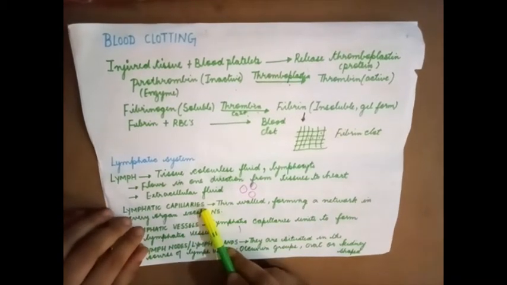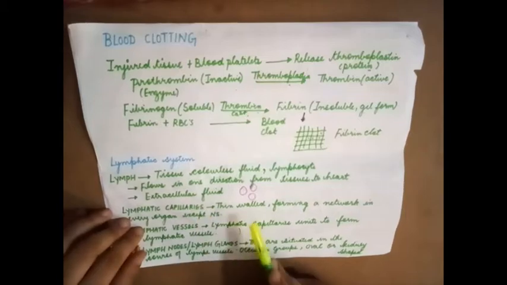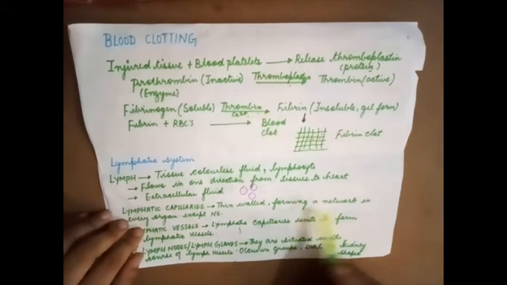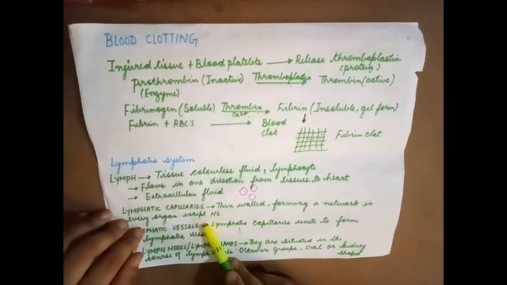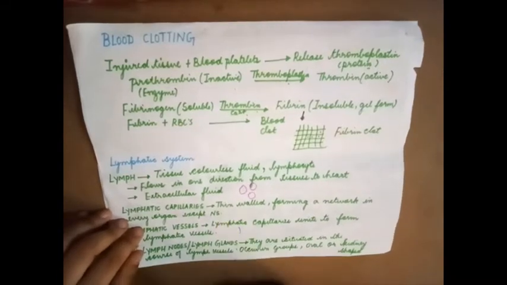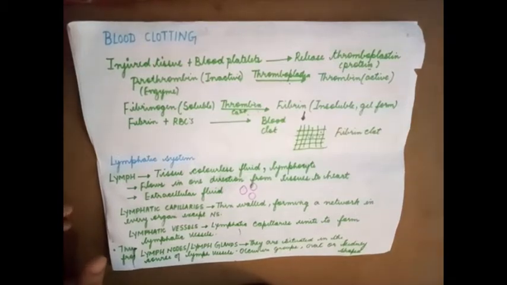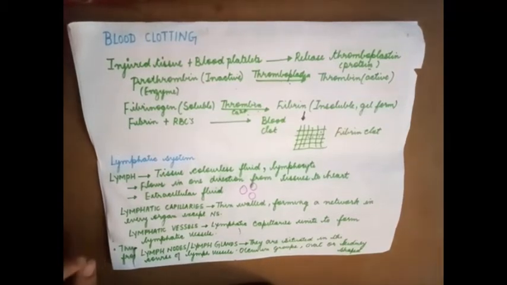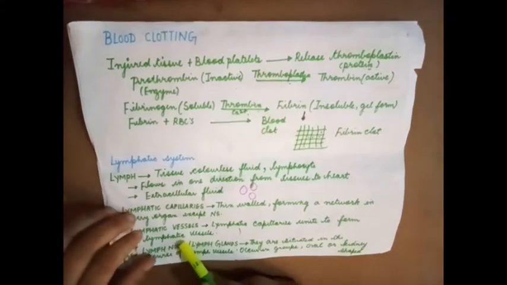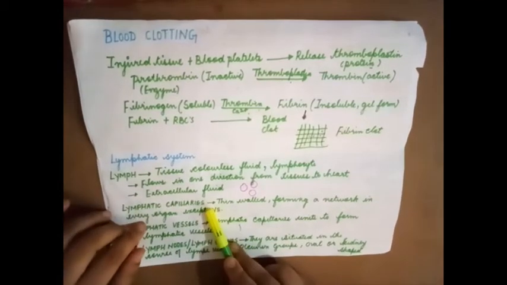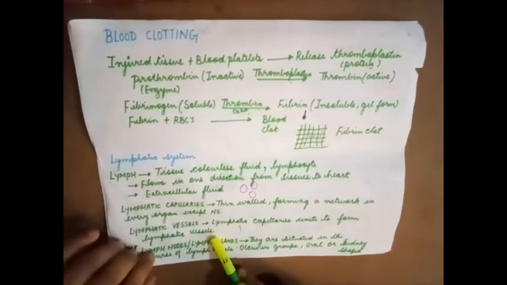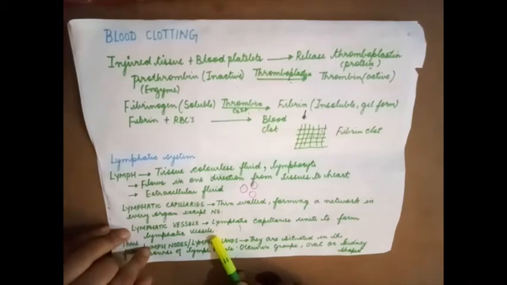First, moving on to what these lymphatic capillaries are. These are thin walls forming a network in every organ except the nervous system. So lymphatic capillaries are very thin, one cell thick, and they form a network, or their branches are found everywhere, in every organ except the nervous system. Lymphatic vessels: now all the lymphatic capillaries unite to form the lymphatic vessels.